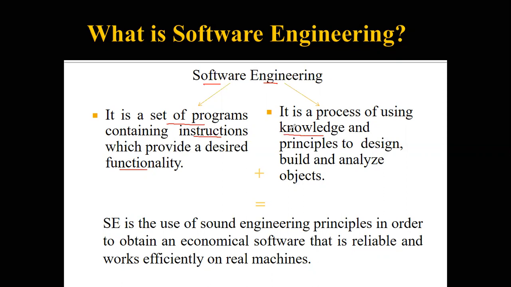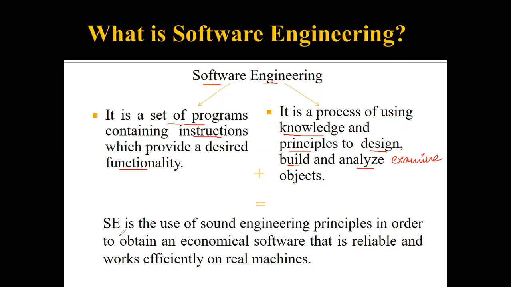Before any work that you're going to do, you need to have knowledge of it, and you need to also know the principles that will be used for designing, building, and analyzing the objects. Analyzing the objects means examining the objects. So we know what software is and what engineering is. Now let's study the combined definition of software engineering.